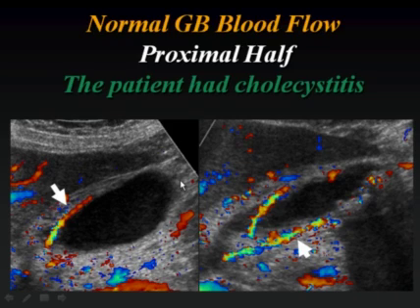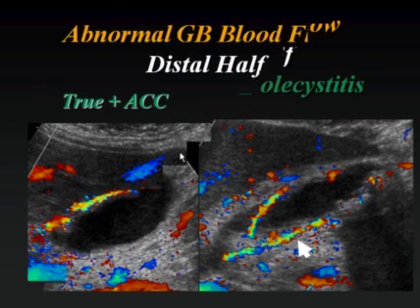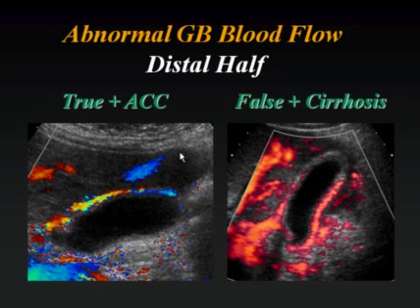But this patient had acalculous cholecystitis proven surgically. So there are clear limitations to this because color Doppler is really a late finding. It's not all that sensitive for the early diagnosis. Now, here's an example where there's a true positive with flow in the distal half of the gallbladder, the patient who did have acalculous cholecystitis.